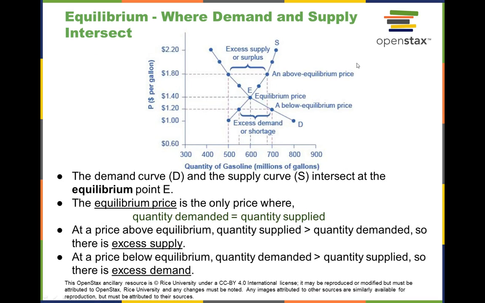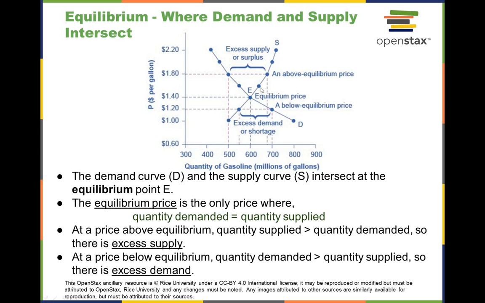So here we can see the demand and supply curves plotted and where they reach equilibrium. Here we can see that where they intersect, the equilibrium price is $1.40 and the equilibrium quantity is 600. So 600 are going to be purchased, 600 are going to be supplied. This is the best price possible.